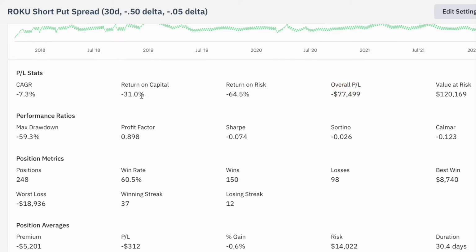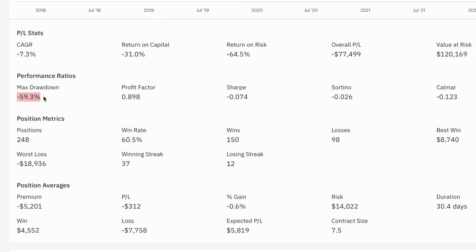Overall return on capital minus 31%, not very good. And the max drawdown during this 10-year period was minus almost 60%. And then across the 248 trades that were made, the worst loss among them was about $19,000.